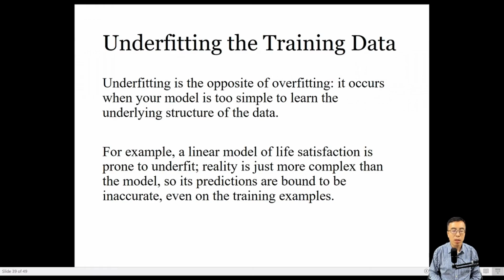On the contrary, a lot of the time we are also underfitting the training data. Underfitting is the opposite of overfitting, and it occurs when the model is too simple instead of too complicated to learn the underlying structure of the data. For example, a linear model of life satisfaction is prone to underfit because reality is just more complex than the model. So its predictions between the GDP per capita and life satisfaction are bound to be inaccurate, even on the training examples.